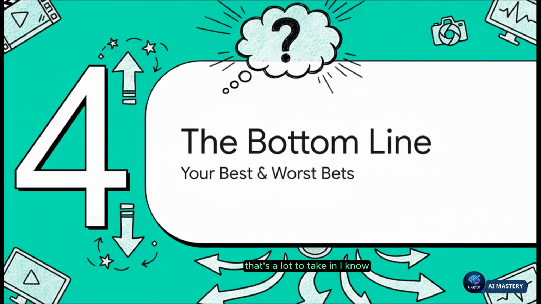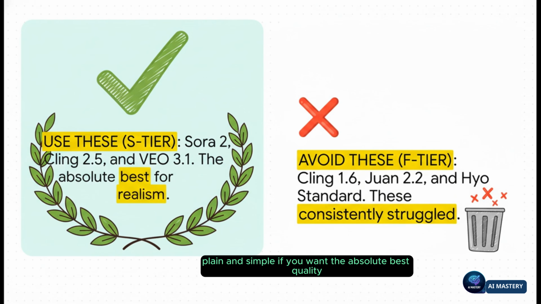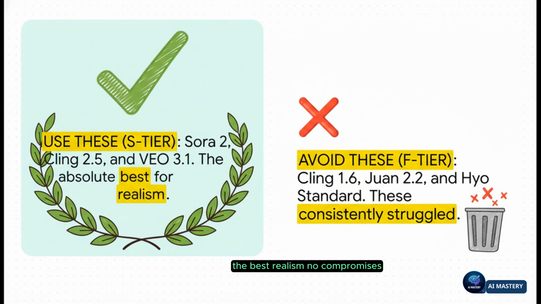Okay, that's a lot to take in, I know. So let's just boil it all down to the most important takeaway. What does all this actually mean for you? So here's the bottom line, plain and simple. If you want the absolute best quality, the best realism, no compromises, you focus on our S-tier champions, Sora 2, Kling 2.5, and Veo 3.1. And on the flip side, please be sure to steer clear of the F-tier models like Kling 1.6 and Wan 2.2. They just do not hold up.